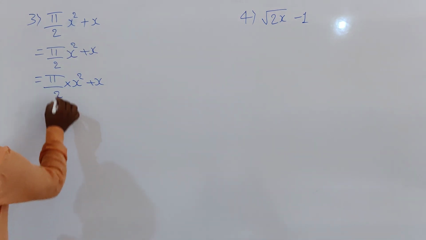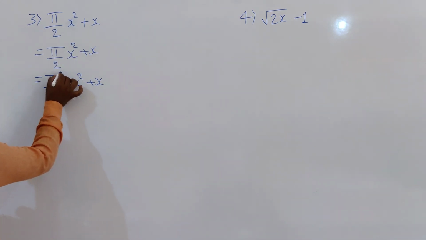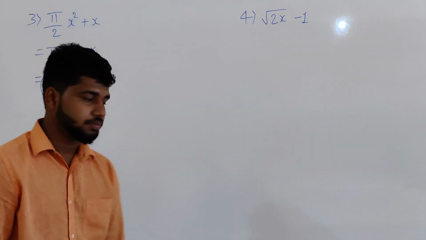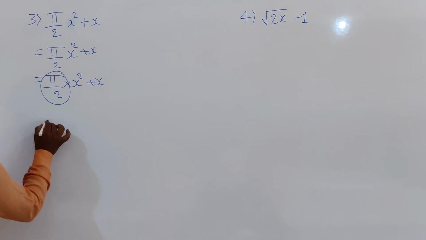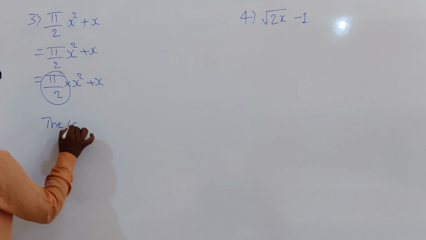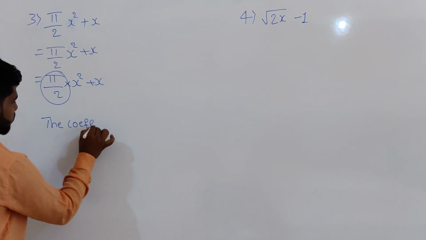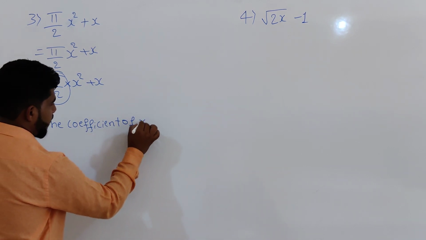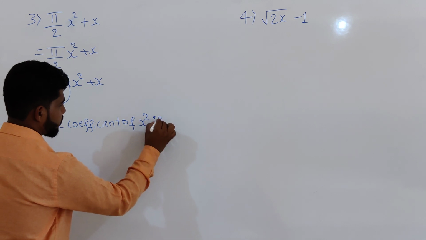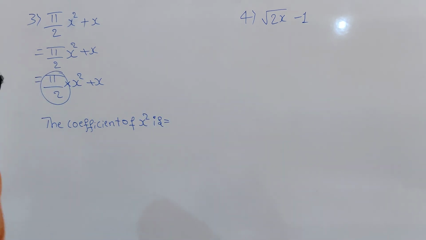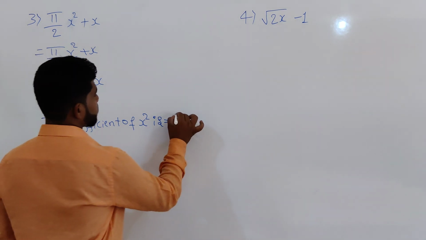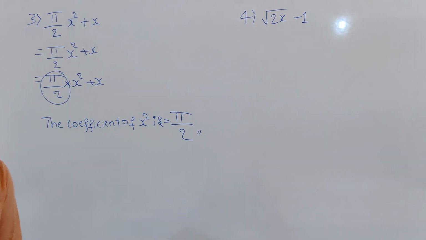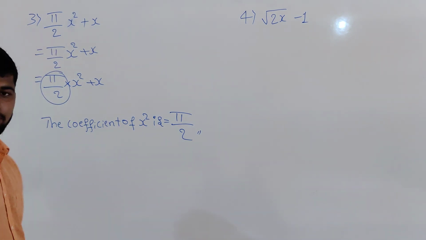Now here, pi by 2 is the coefficient of x square. The coefficient of x square is pi by 2.